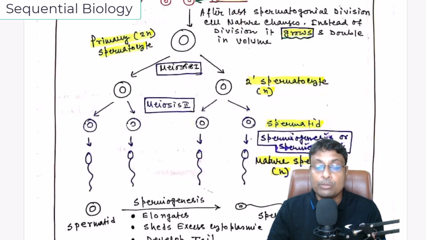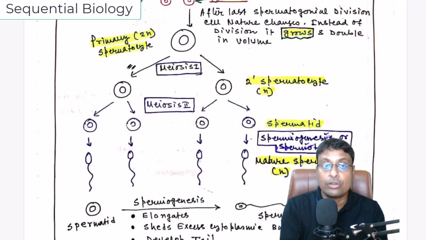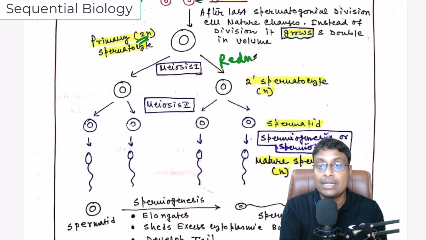Meiosis 1 causes the development of the secondary spermatocyte, and this secondary spermatocyte is always haploid, and the primary spermatocyte is diploid. Meiosis 1 is also known as reductional division, and the first haploid cell formed is the secondary spermatocyte. This secondary spermatocyte also undergoes meiosis 2 division, which is equational division, and each cell produces 2 cells, right?